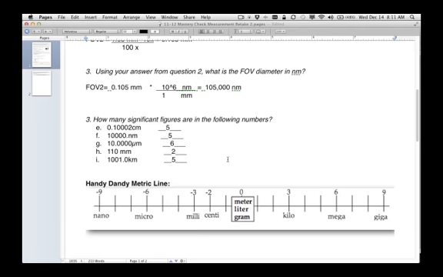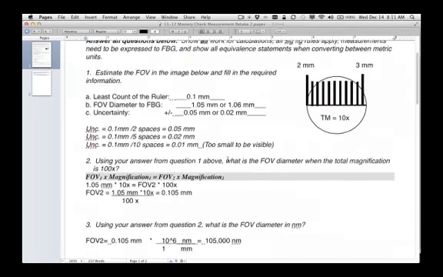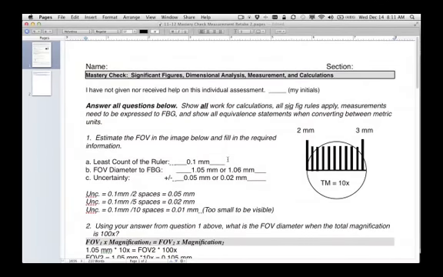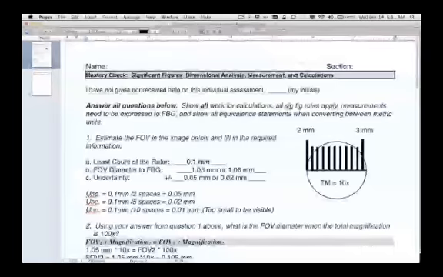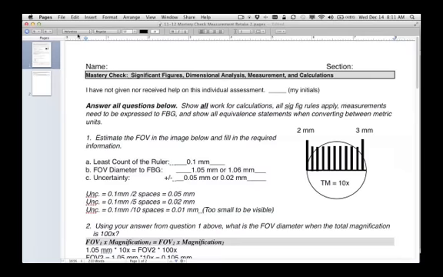Okay, so hopefully you'll do just fine in your mastery. Just like I said, you'll see similar questions to this, but they won't be exact. The numbers will be different, so you have to apply your understanding on how to do calculations, how to figure out significant figures, how to do dimensional analysis, and how to measure with a microscope. So best of luck. Ask questions if you have them. Review how to do calculations, review how to do dimensional analysis, and review how to measure with a microscope. All right, good luck.